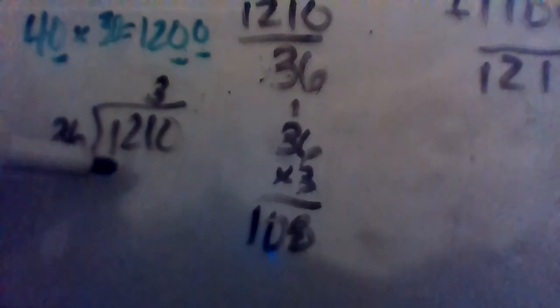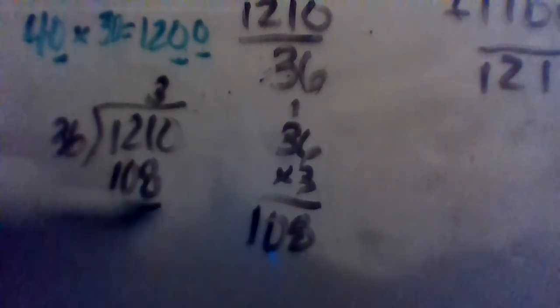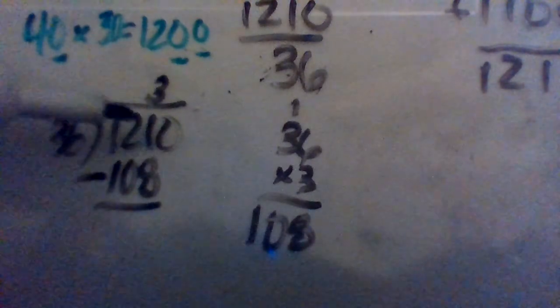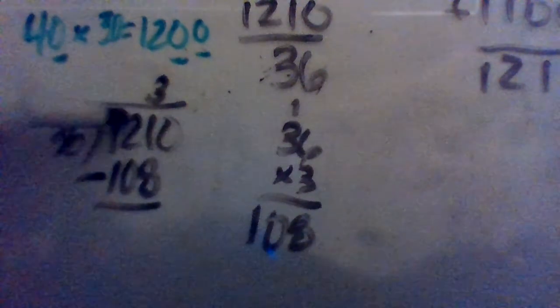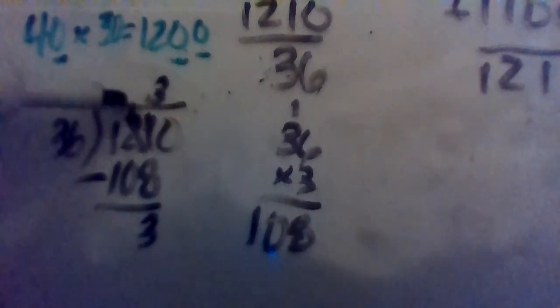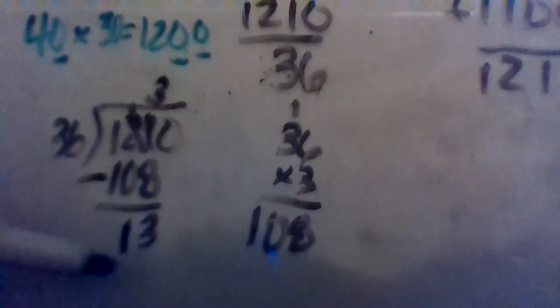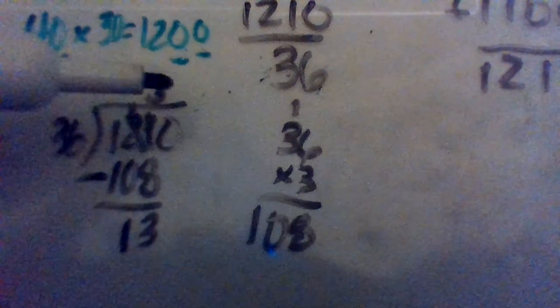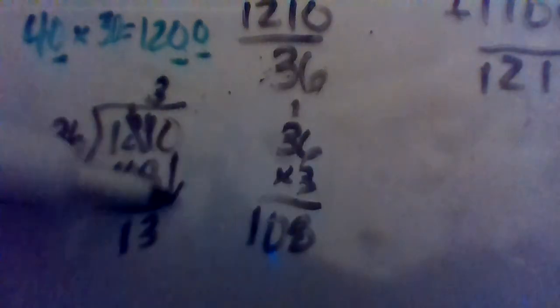When I do that and I put that below, remember I subtract. If I have 1, I can't take 8 away, so this becomes 1. 11 minus 8 is 3. And this is a 1. So I have 13 left over. So I know that was the right number of groups. Then I'm going to bring down my 0.